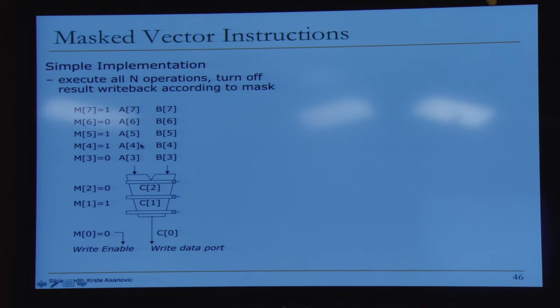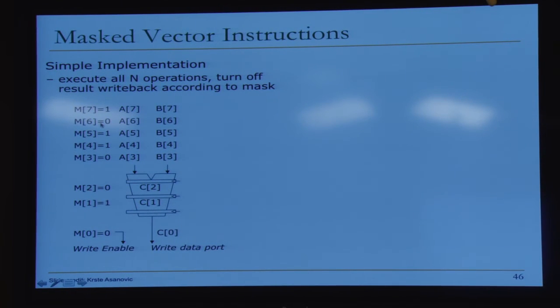Now, what is the disadvantage of this? Wasted work, I heard, something like that. Basically, yeah, you're wasting a lot of work, right? You're using this adder, and you're dropping things at the very last moment. You're not writing back into the register. If only one element has the mask set, then you're really wasting almost all of your adder bandwidth. That's a simple implementation. The upside is it's simple.